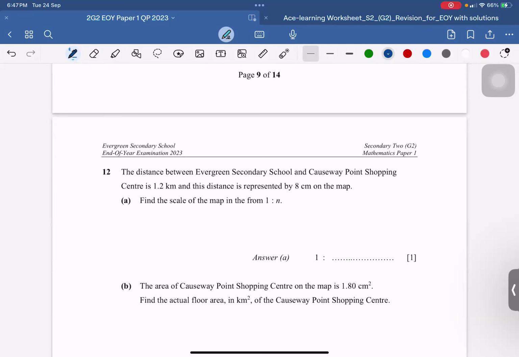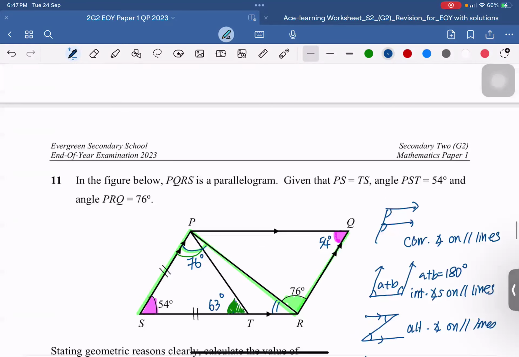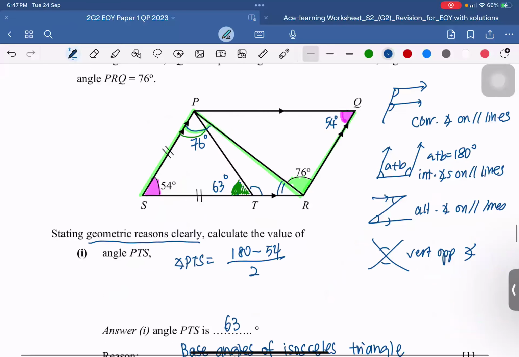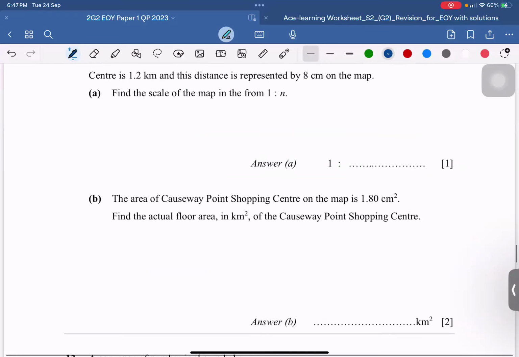Angles of a triangle add up to 180. I use triangle PRT, then 180 minus 126 minus 50. Okay, also can, but you must write angle sum of triangle. Sum of angles in a triangle also can. All right. Okay, this one, math skill, confirm test one.